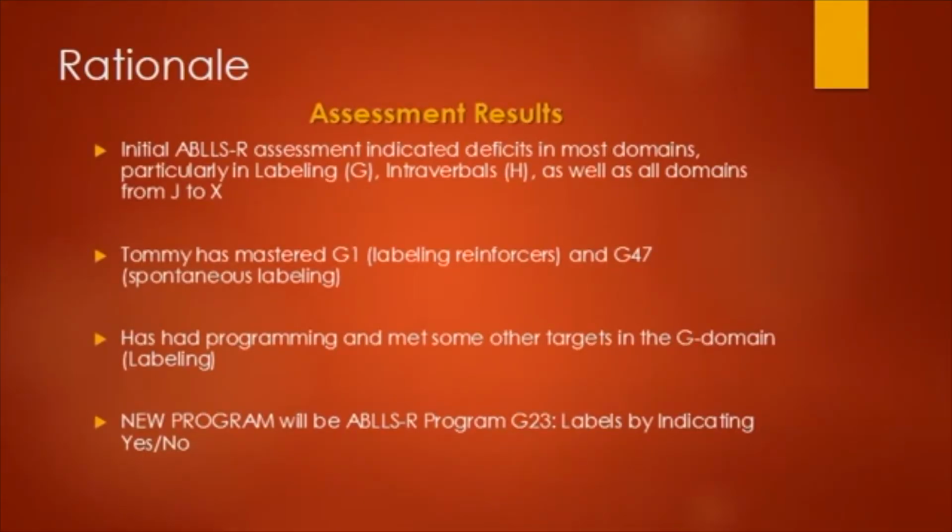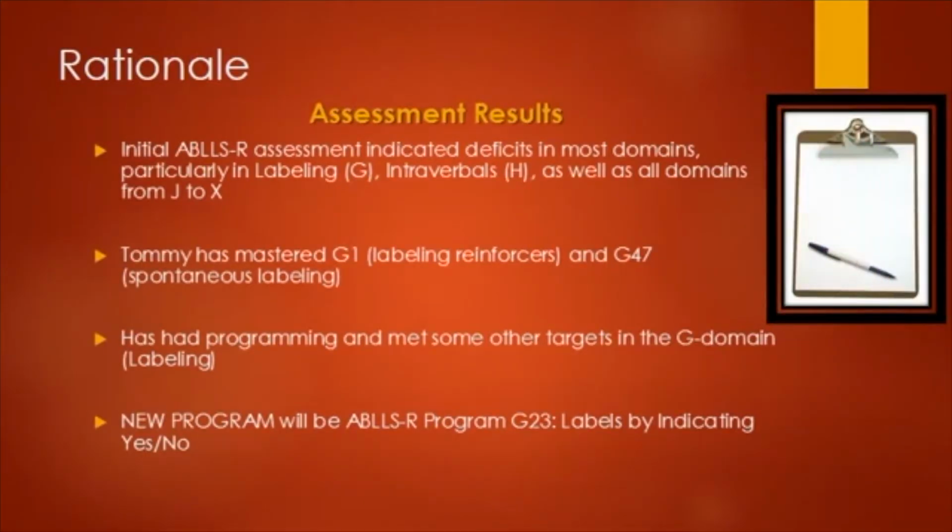Initial ABLS assessment indicated deficits in most domains, particularly in labeling, interverbals, as well as all other domains from J to X. Tommy has mastered G1, labeling reinforcers, and G47, spontaneous labeling, and has had programming and met some targets in G2, 3, 13, 31, and 42, but has not mastered these according to the ABLS mastery criteria. His new program focus will be receptive identification under ABLS R domain G23, labels by indicating yes, no.